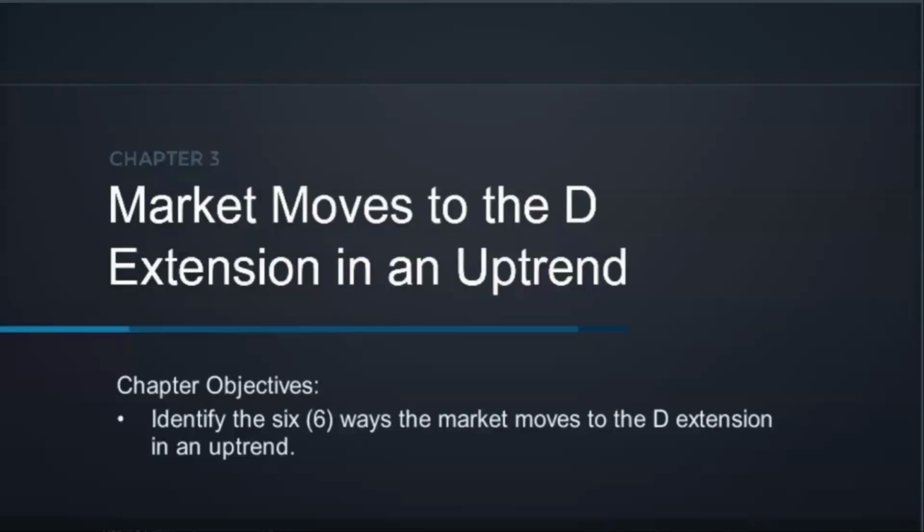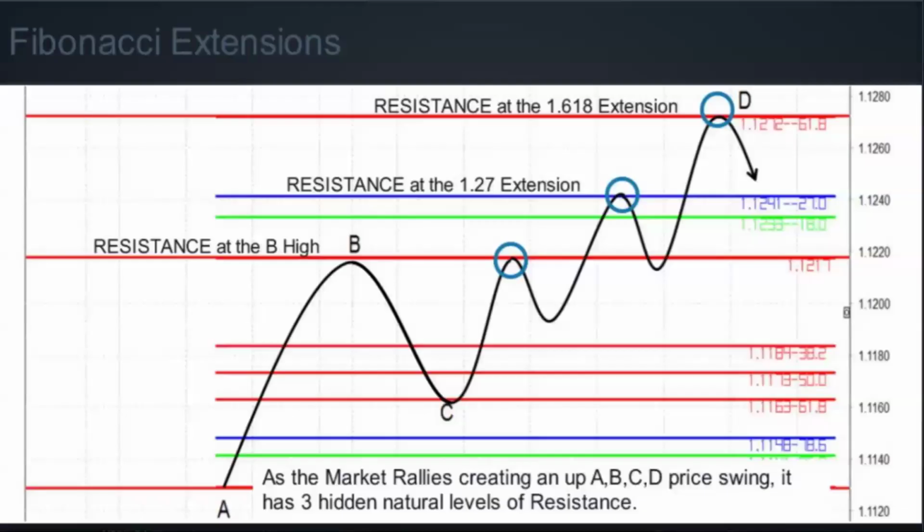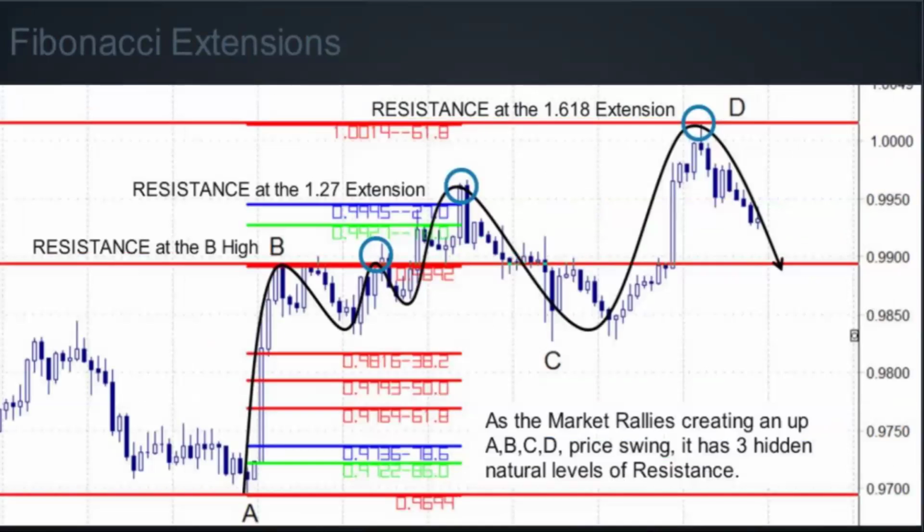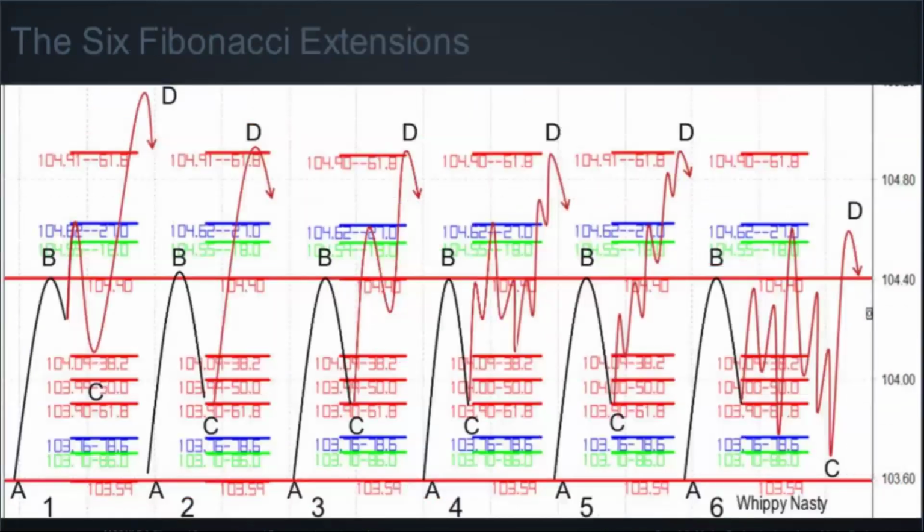So in the same vein, we also have the market moving 6 ways to the extension after the retracement. So after the market gets to C, from C now the market wants to go to D. It also goes to D in 6 different ways. Okay. So there's the one that the market will just go to D straight. There's the one that the market will go to D by creating sub A, sub B, sub C, sub D, sub A, sub B, sub C, sub D, like that.